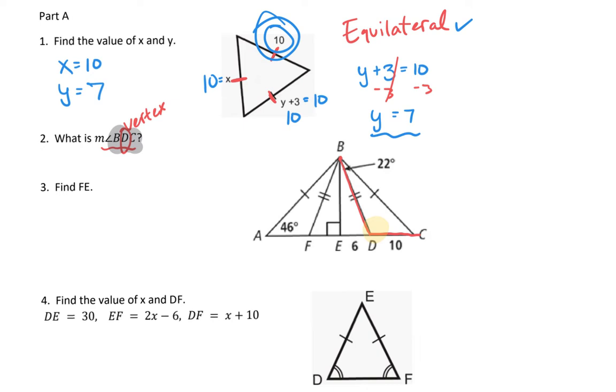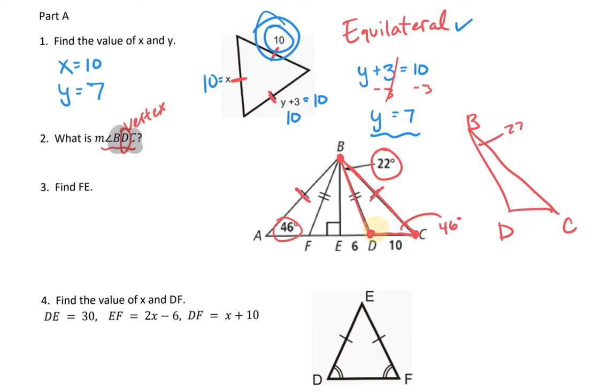Well, we're going to use some of the properties of this triangle. I see that it is an isosceles. So if this base angle is 46 degrees, then this base angle is also 46 degrees. This angle up top is 22 degrees. So if I just look at this triangle on the right here, triangle DBC, I know 2 of the 3 angles. This is 22 degrees, and this is 46 degrees, and this is what I don't know.